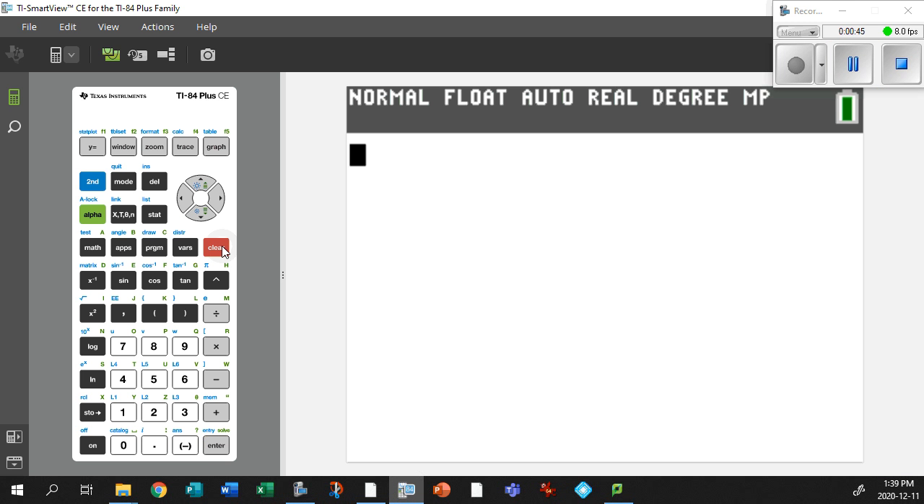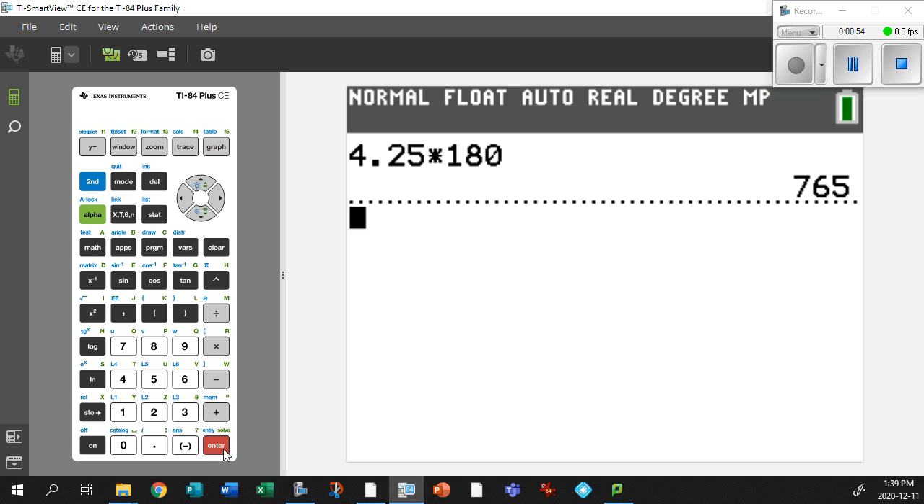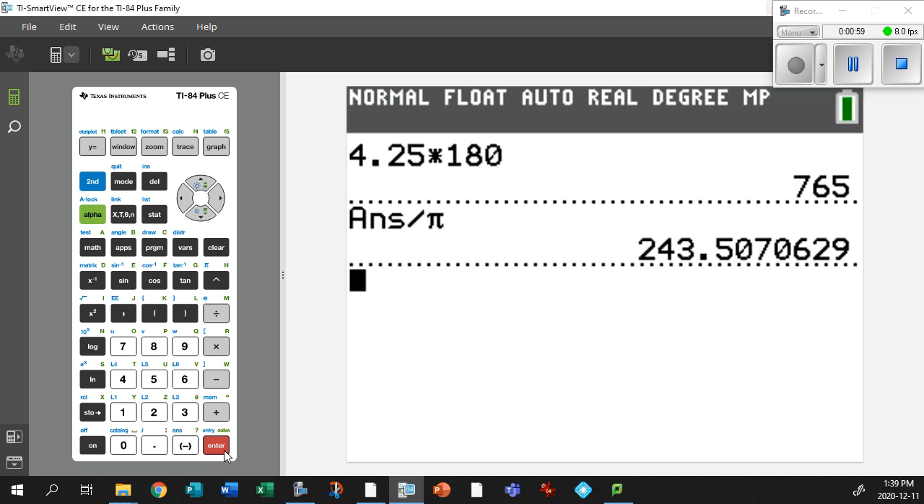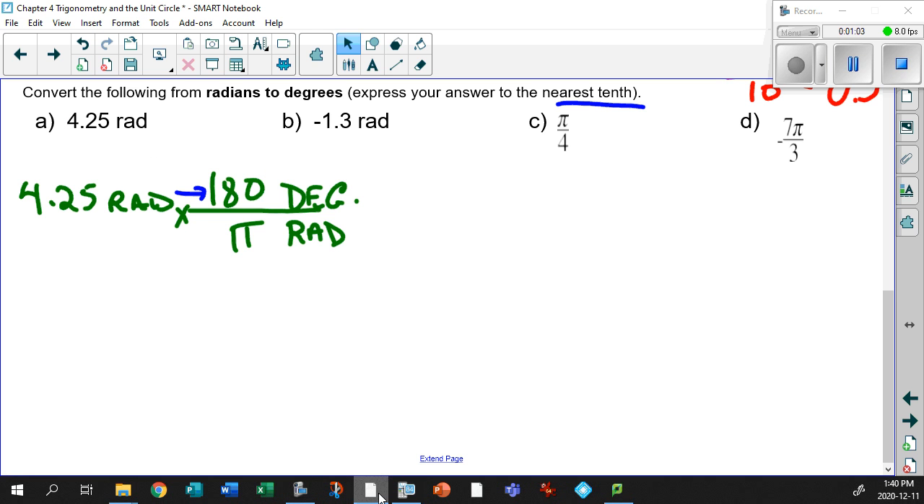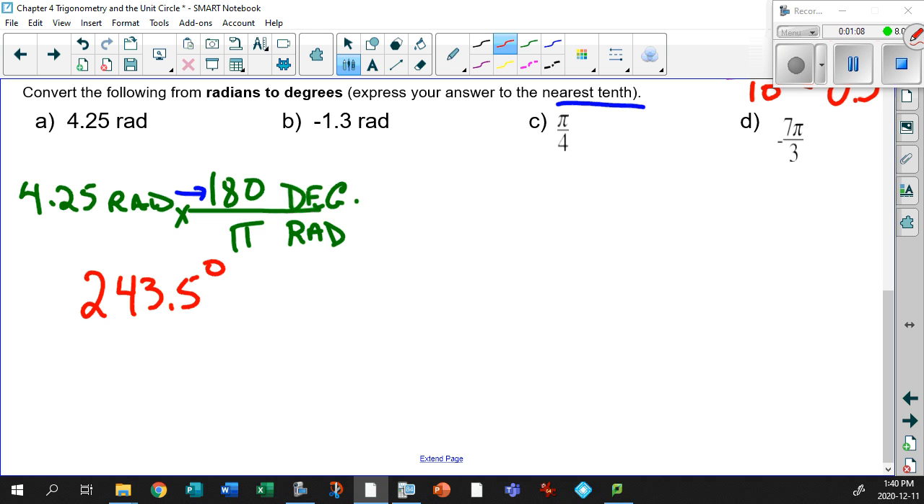Calculator, here it is. Okay, so we're going to take our 4.25. We're going to multiply it by our 180 degrees. There it is. And I'm going to divide that by pi. Well, watch, easy peasy, 243.5. So in other words, this works out to be 243.5 degrees. Why? Radians and radians cancel. All you had to do is multiply it straight across, divide by pi. Wow, that conversion is just incredible, isn't it?